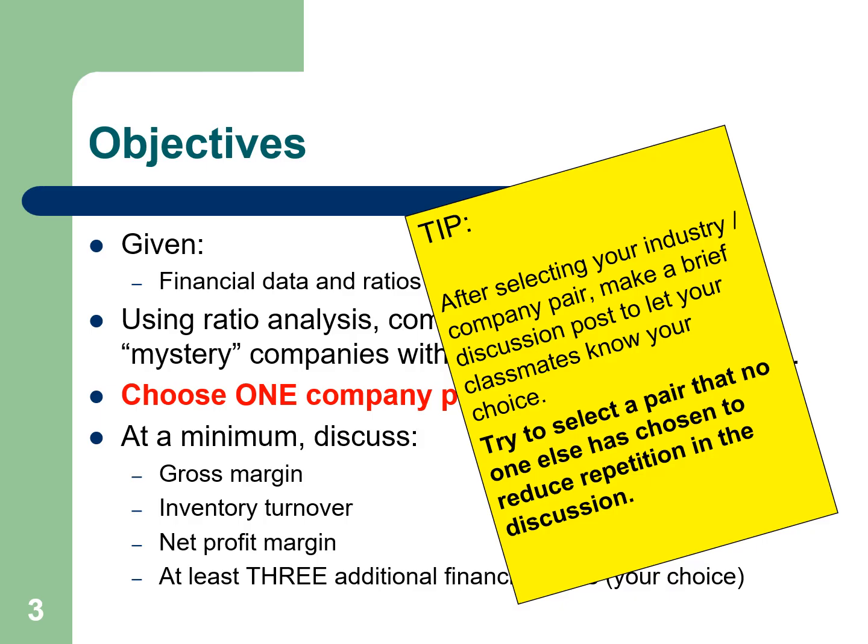Tip: after selecting your industry and company pair, make a brief discussion post to let your classmates know your choice. Try to select a pair that no one else has chosen to reduce the repetition in the discussion. Depending on the size of our class, there may be some duplicates, but let's do our best to minimize those.